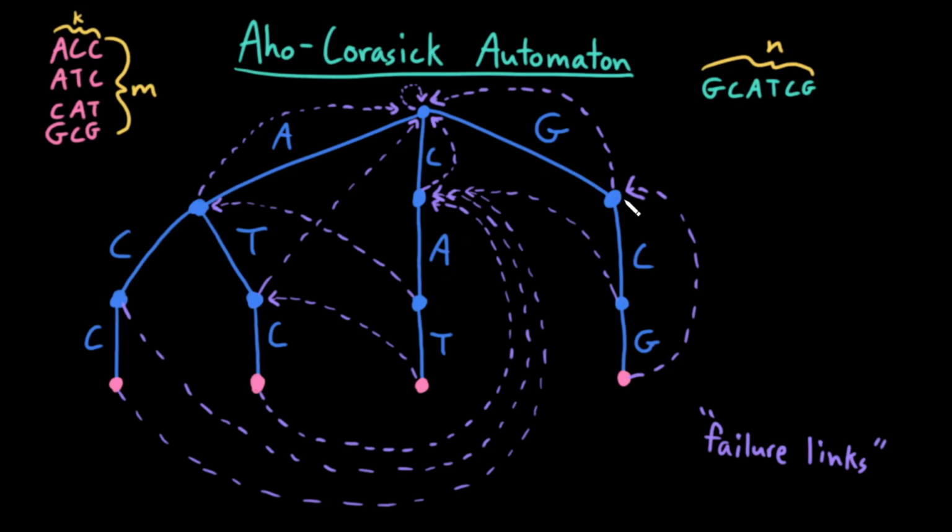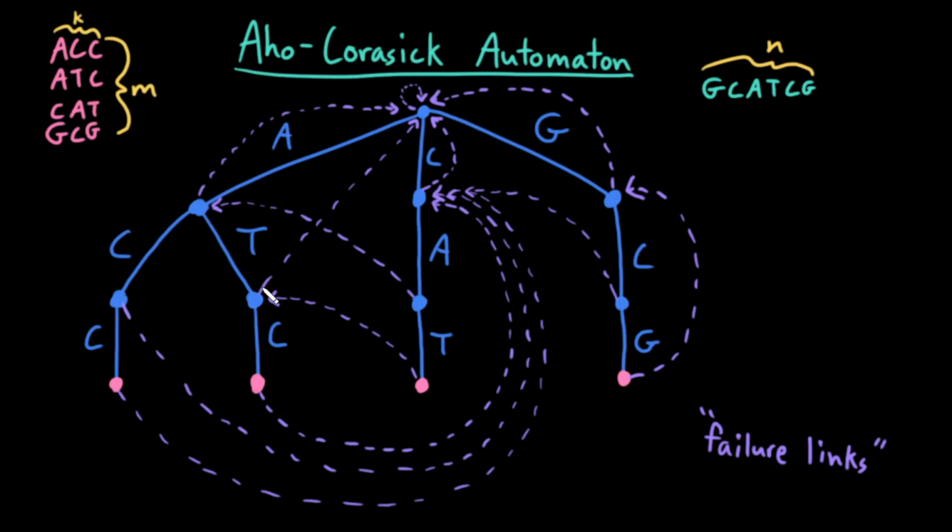Okay, let's try a couple more. What's a good one? What about this node? This node is the path CAT. So the suffixes, excluding itself, are AT, T, and the empty string. The longest of these is AT. Does that exist? Yes, it does. So I build a failure link from this node to that longest suffix. Let's try one more.